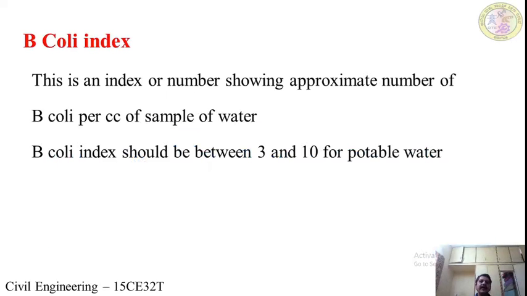So the E. coli index is the index number showing the approximate number of E. coli bacteria per sample of water. For a sample of water, this is an indication of how many E. coli bacteria are present. This is called the E. coli index. For potable water, that is for drinking purposes, the E. coli index should be between 3 and 10.